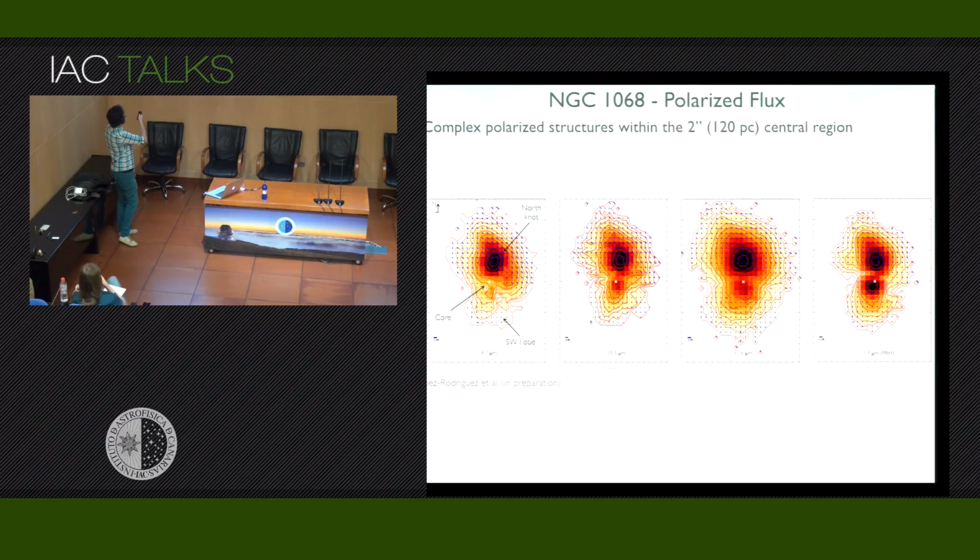So we cut the other extended region, and we are only able to trust the polarization in the 2 arcsecond by 2 arcsecond. But you can also see several structures here. So okay, let me see. The cross here represents the peak of the total intensity.